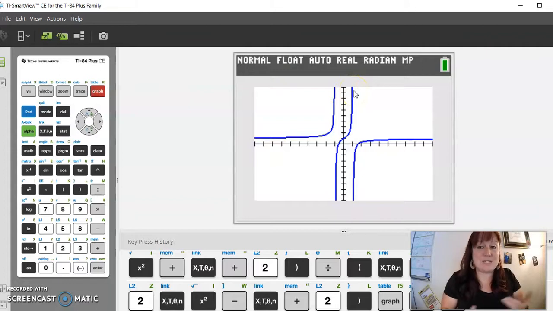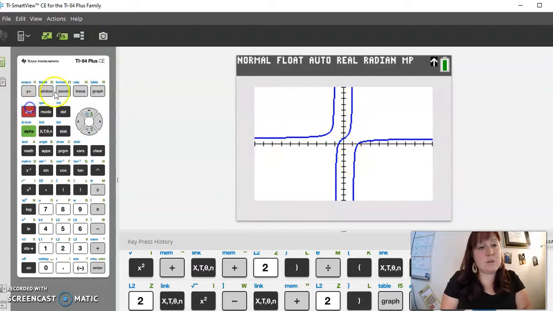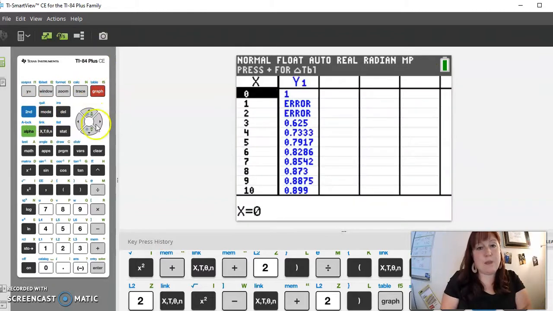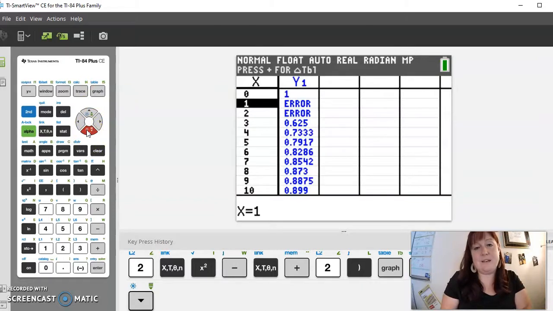Sometimes we might need to use a table to look at it, and I'll show you how to do that. But look, it's got an asymptote. Done. There is no limit because one is going to positive infinity and one's going to negative infinity, so it does not exist. You could look at the table, so let's go to the table, second table, and we're going to look right at 1. When x equals 1, it says error, it can't figure out something.